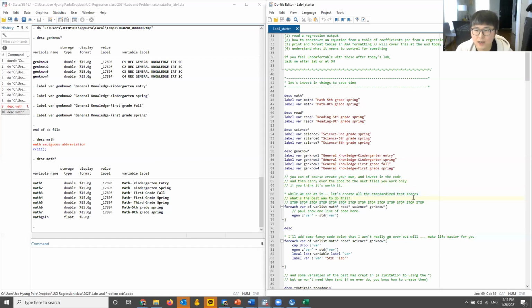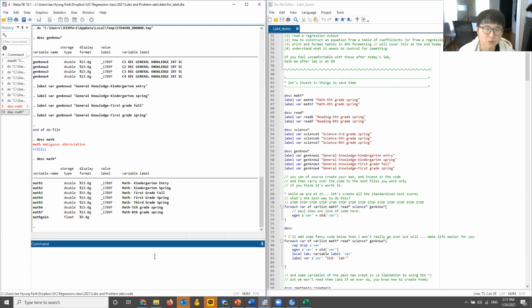And while we're at it, I'm going to create all of the standardized test score variables in a loop. Makes it easier so that you don't have to create it on your own. The problem set is going to say, because I've already uploaded it, create a standardized version, but I just do that for you here. Into the loop, I put in all the test variables, and then I just use egen. But I wanted to show you something.